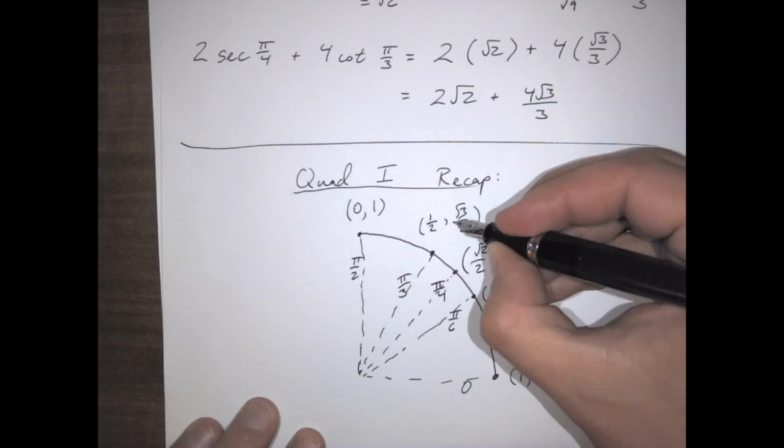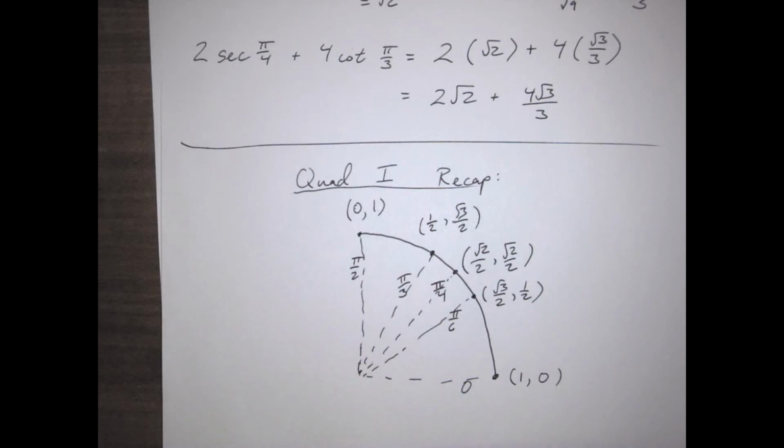So quadrant 1 recap. So meditate on this, think about it, find patterns in it, find the meaning of it, and you'll be able to find the various trigonometric functions at angles even outside this quadrant.